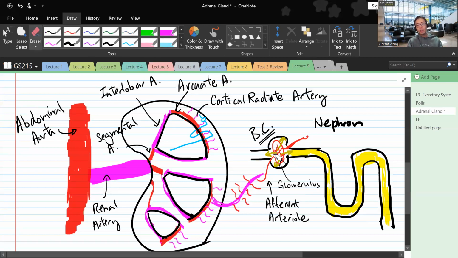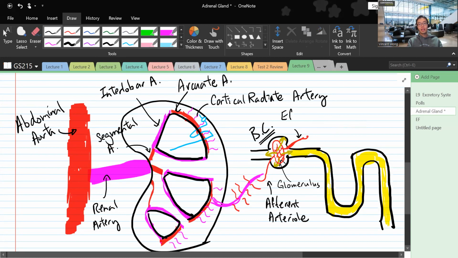So whatever we do not filter out here will leave the Bowman's capsule. And the vessel that's leaving is opposite to the afferent arteriole. Well, you all learned it from me last unit. The opposite of afferent is what?